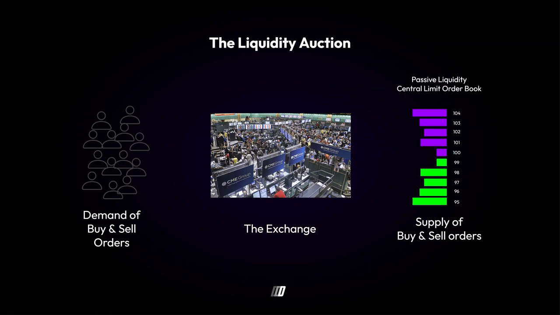Okay? We'll call the supply of buy and sell orders passive liquidity, which is displayed in the so-called central limit order book, and the demand for buy and sell orders aggressive liquidity, which are simply market buyers and sellers. So people who, just like we did before, are clicking the buy market button. Well, these are the limit orders, the limit buttons. And of course, in the middle, in the exchange, everything is facilitated through so-called matching algorithms that we will get to know shortly.